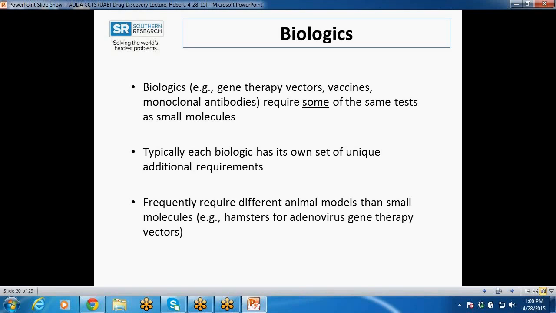The reason for that, primarily, is that those two models are sensitive to infection, or they're susceptible to infection by human adenovirus. And so you want to know, especially if you're using a vector, if I administer this drug to the animal, is there any possibility of recombination so that I get a more infectious agent or a more toxic agent than what I actually administered? If you're giving it to an animal that is not susceptible to infection, you won't pick that up. But if you use a hamster or a cotton rat, you can.